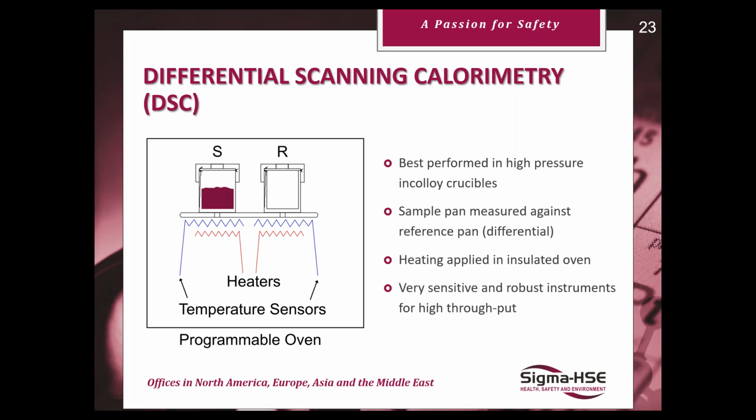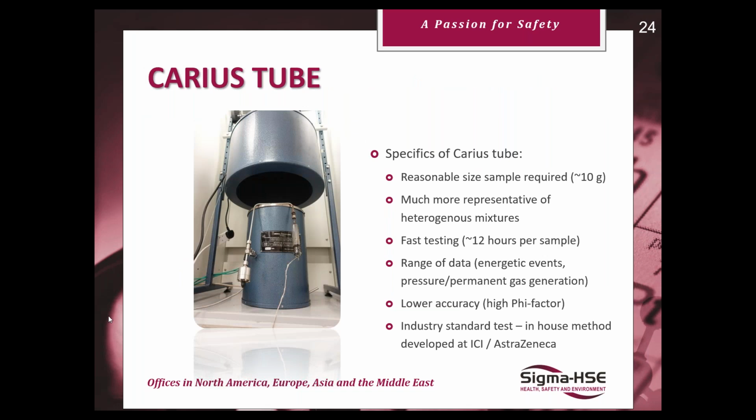So next we have the Carius tube. The Carius tube takes a larger sample, about 10 grams, and this allows for more representative samples to be taken, especially if it's a heterogeneous mixture. It's much more feasible to actually get results that are representative. This takes a bit longer, about 12 hours per sample, but it also provides onset temperatures for energetic events, phase transitions.